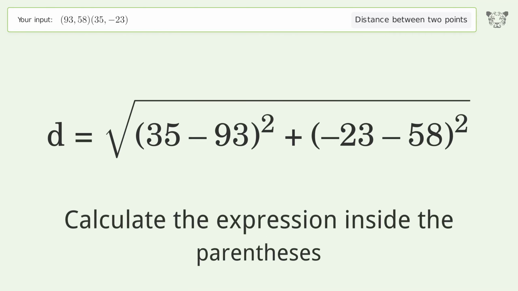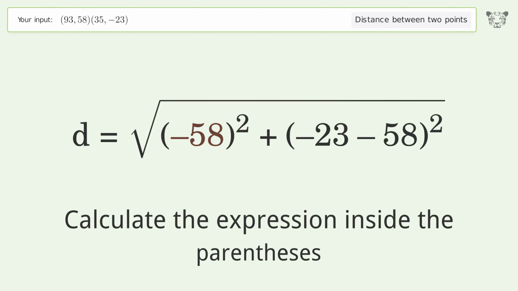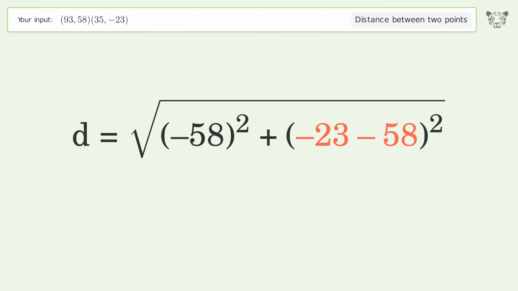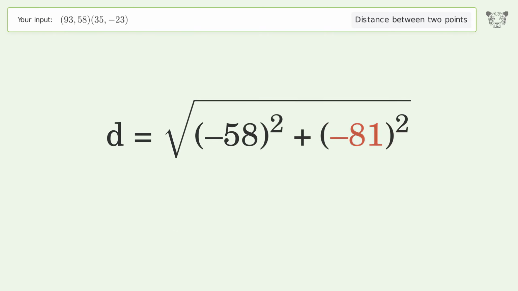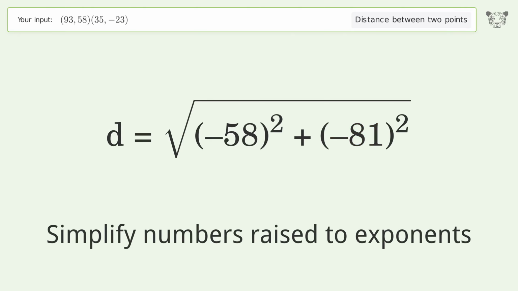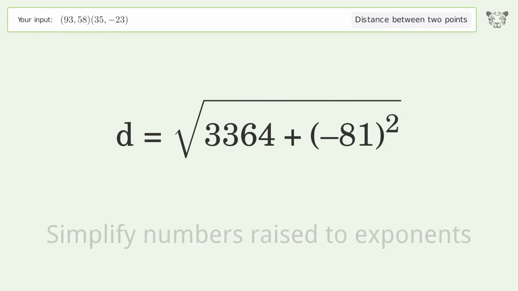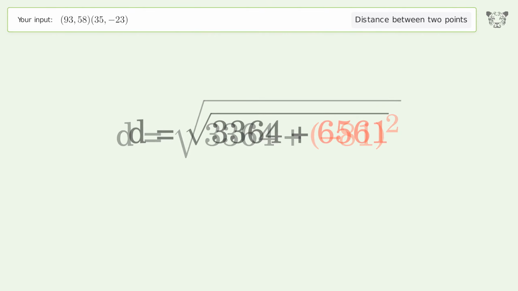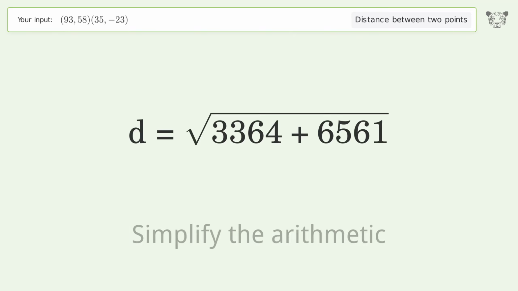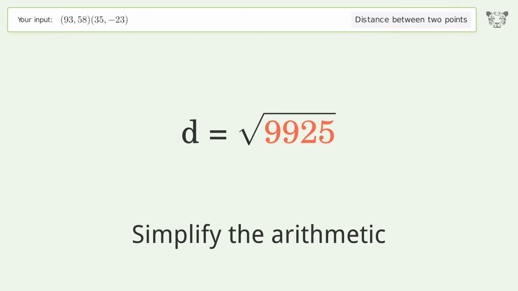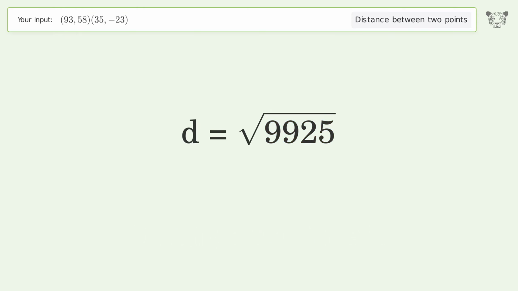Calculate the expression inside the parentheses. Simplify numbers raised to exponents. Simplify the arithmetic. And so the distance between the 2 points is the square root of 9,925, or 99.624.